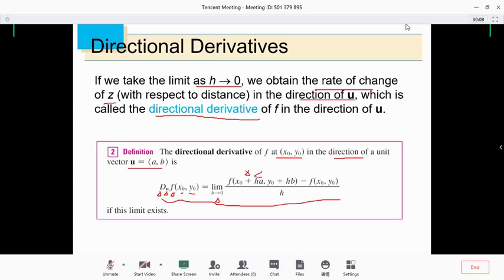This is delta z divided by h, and there they equal f(x0 plus ha, y0 plus hb) minus f(x0, y0). If this limit exists, then we call it a directional derivative. So this one should be remembered. You can keep this one, write this one in your notebook.